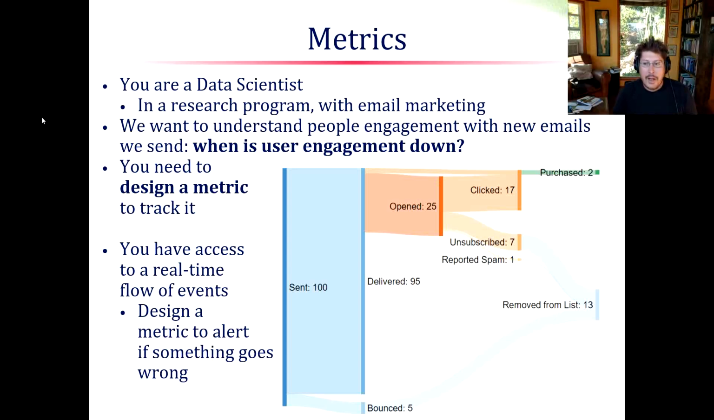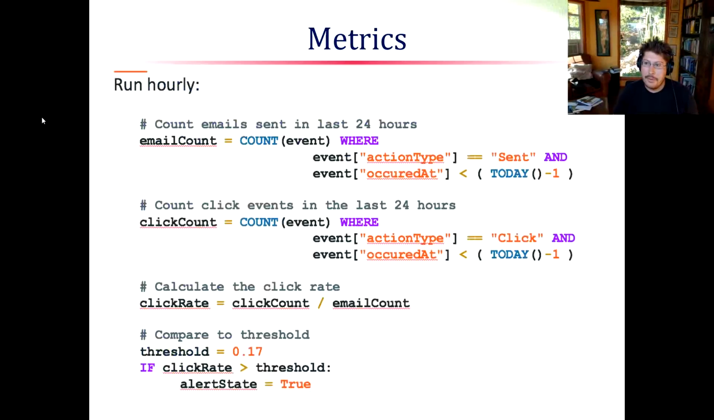So hopefully you did this. I'm actually going to show you my result, and it's bad. I'll talk about why it's bad a little bit. So here's my result. I had this hourly job. This is a real thing I did, by the way. So I have this hourly job, and I say I'm going to count up all the emails, basically everything where the action is sent and where something happened within the last day. So today minus 1. I count all those events.